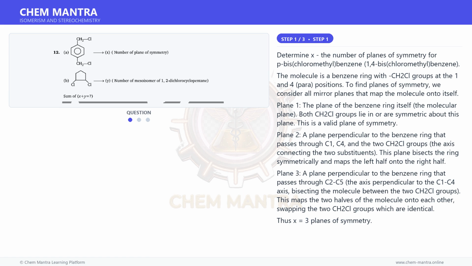Plane 1, the plane of the benzene ring itself, the molecular plane. Both CH2Cl groups lie in or are symmetric about this plane. This is a valid plane of symmetry.